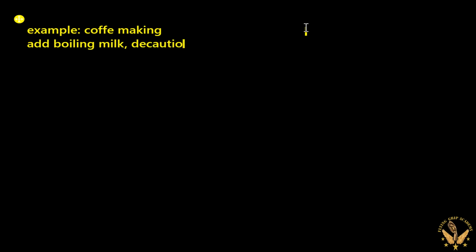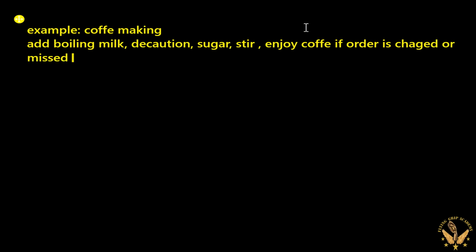So let us consider an example from real life. If you want to make a cup of coffee, you are going to follow a step by step procedure so that you can make a coffee. In order to make a coffee, you take boiling milk, you take coffee powder or decoction, and you take sugar and stir it so that it makes a coffee. If you change the order or miss something, it is not going to make a good coffee.